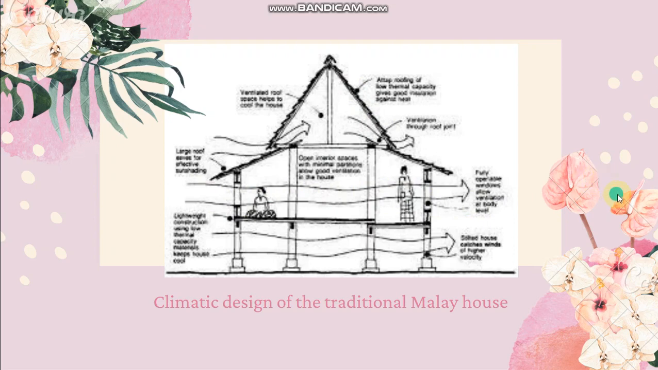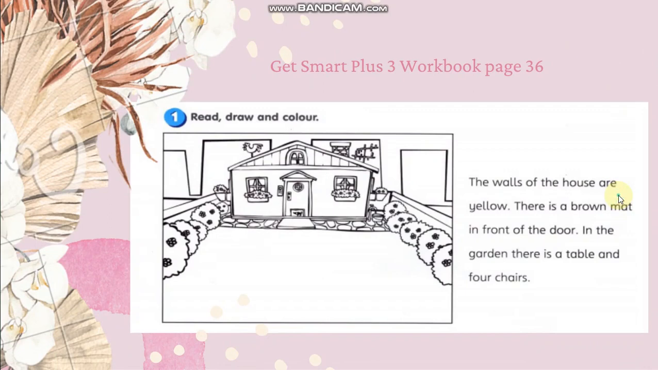Alright, do you understand? Alright, now let's continue. So what you need to do today is you have to do your exercise in the Get Smart Plus 3 workbook, page 36. Number 1, you have to read, draw and color.